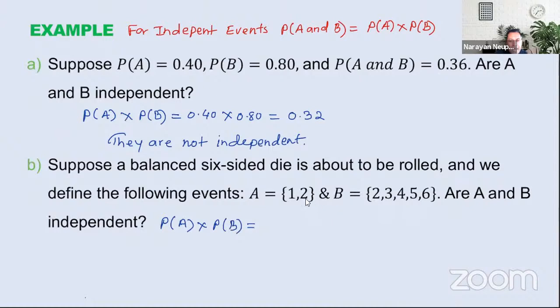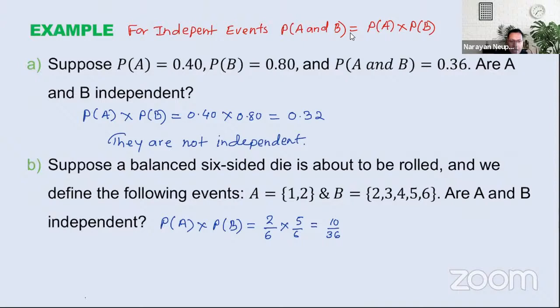If we look at probability of A, in A we are getting only 2 elements out of 6 possibilities. Probability of B: in B we are getting 1, 2, 3, 4, 5 out of 6 possibilities. That means probability of A times probability of B, if we multiply this, 2 times 5 is 10 out of 6 times 6 is 36. So we get this one.